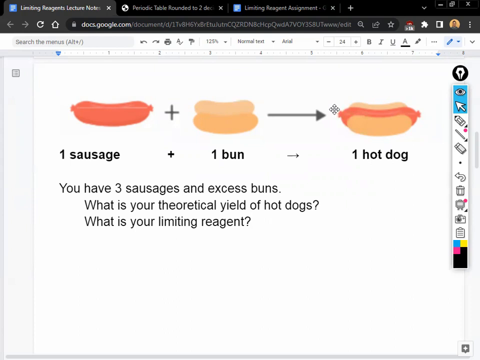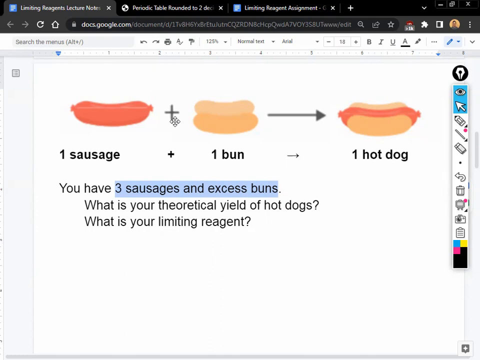Okay, so let's use this as our blueprint for figuring out what limiting reagents are. If you have 3 sausages and excess buns, I want you to show me with your fingers how many hot dogs you can make. Show me with your fingers. How many can you make if you have 3 sausages and excess buns? Excess meaning you have so much you don't need to worry about it.